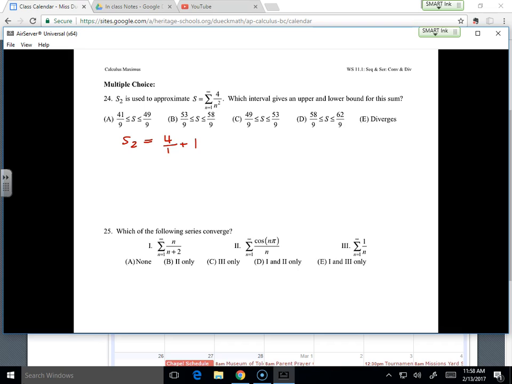This was not an easy problem at all. So we end up with 5, yeah? But then we know that s minus 5 has to be less than or equal to a sub n plus 1, which would be 4 over what? 9, right? This would be the next term.